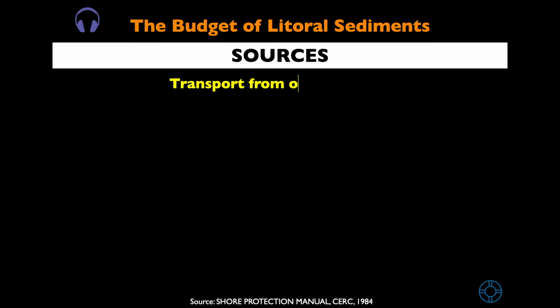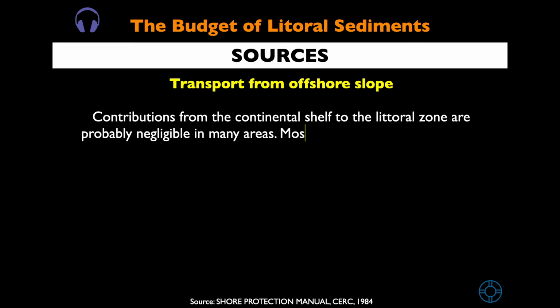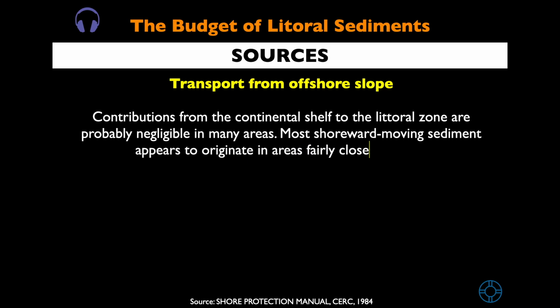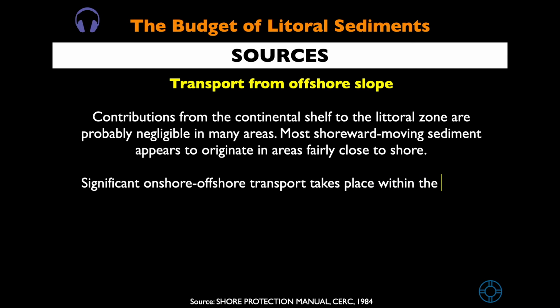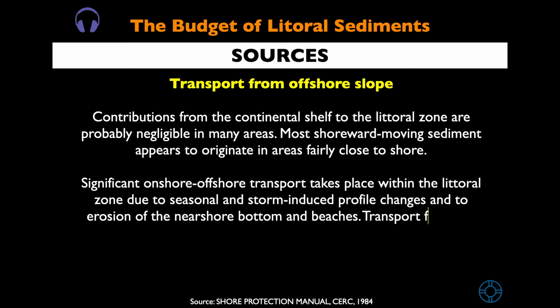Another source is the transport from offshore slope. Contributions from the continental shelf to the littoral zone are probably negligible in many areas. Most shoreward moving sediment appears to originate in areas fairly close to the shore. Significant onshore and offshore transport takes place within the littoral zone due to seasonal and storm-induced profile changes and to erosion of the nearshore bottom and beaches. Transport from the offshore has been treated as a line source.